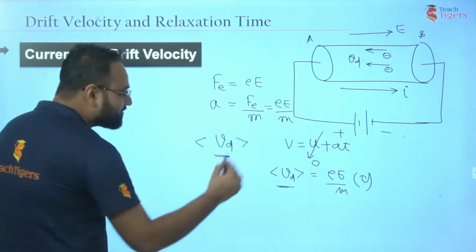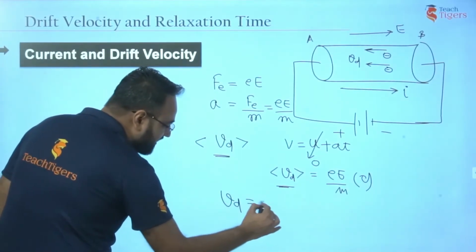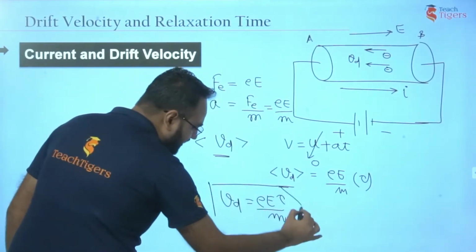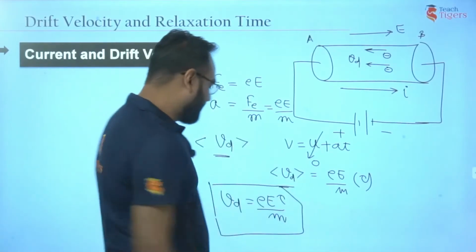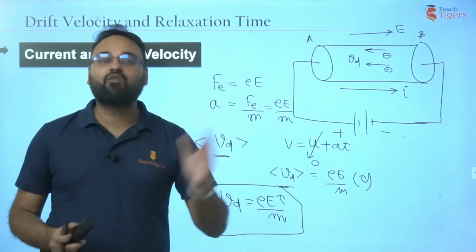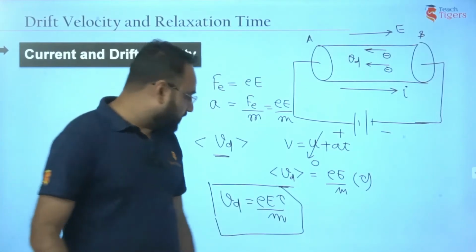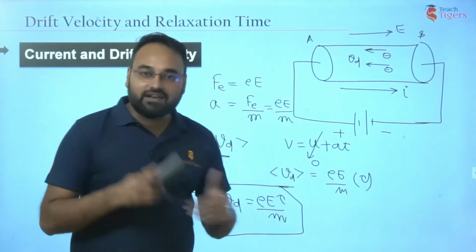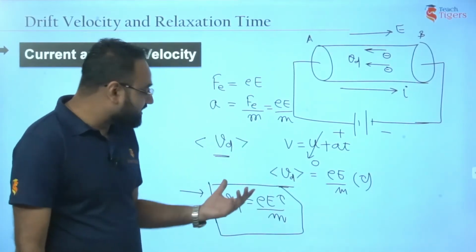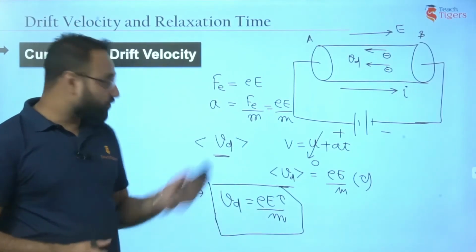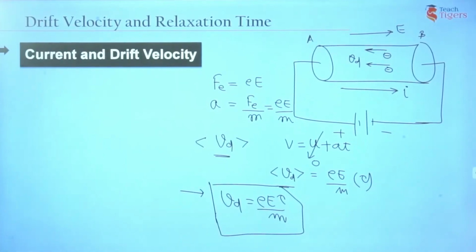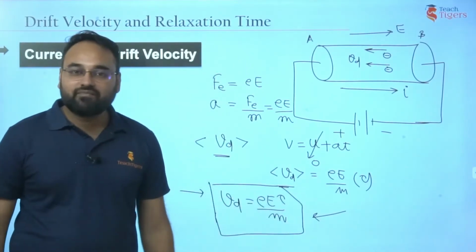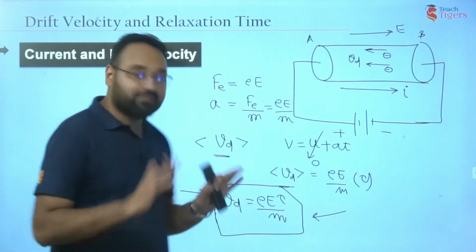Now this is the expression for drift velocity, which is eEtau by m. You must remember this expression. This is very important, you'll need it at a number of places. What is drift velocity? It is eEtau by m. Just quickly note it down, and then we'll move to our next part, where we derive a relation between current and drift velocity. I hope you have noted it down.